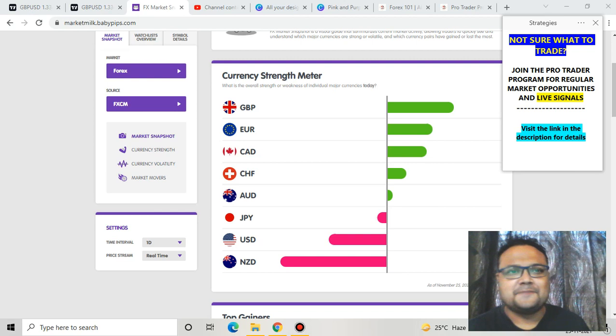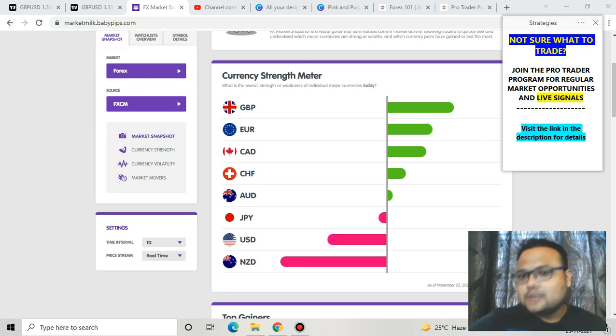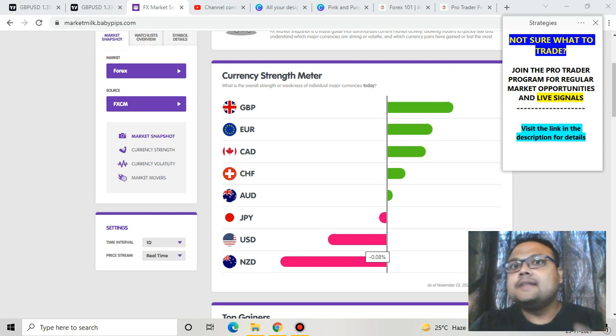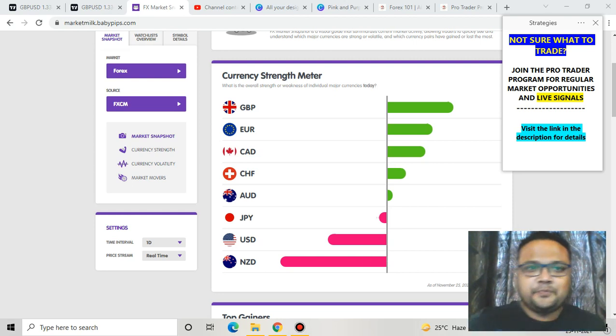So let's get started. This is the currency strength meter, and you can see that today GBP is the strongest currency, whereas the US dollar is the weakest currency. US dollar being weakest doesn't mean that there is a trend reversal on USD. Be very careful. Do not take any sell position on USD. That will be very risky for you.